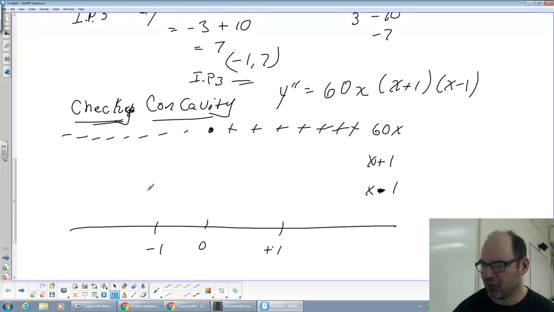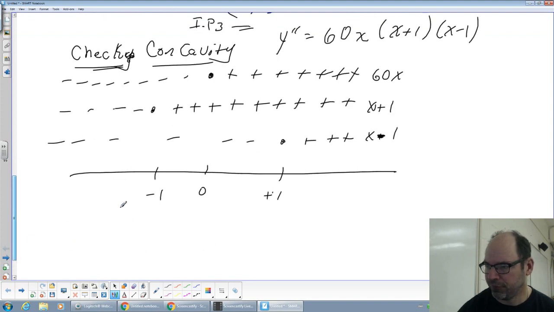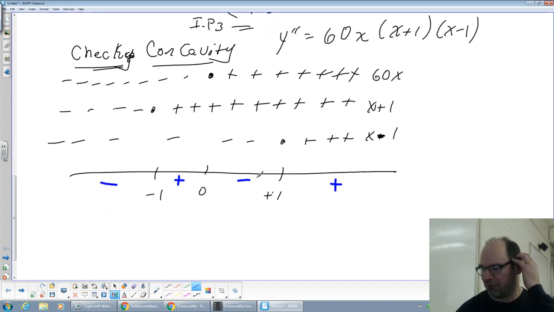Okay, x plus 1 is 0 here. Negative there, and then this one here is 0 right there. Okay, so if we combine all three of these for the product of all those, we'll just do it in a different color here. Positive here, negative here, positive there, negative here. So it's concave down, concave up, concave down, concave up. So that's important when we're sketching the graph.